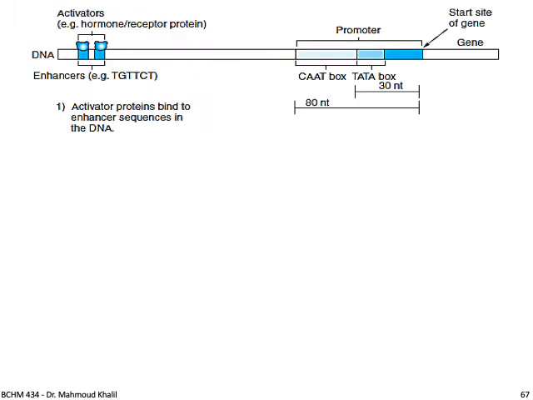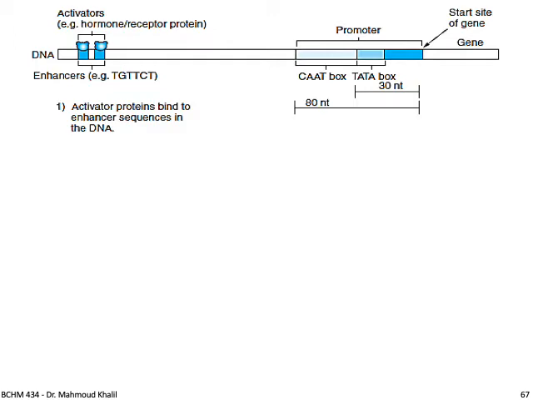If you look closely here, you'll see a DNA sequence with activators, like hormone receptor proteins, that can bind to the enhancer sequence, a specific sequence upstream of the gene. Just before the gene, you'll see the promoter sequence that has something called the TATA box, the famous part of the promoter region. This is followed immediately by the start site of gene expression.